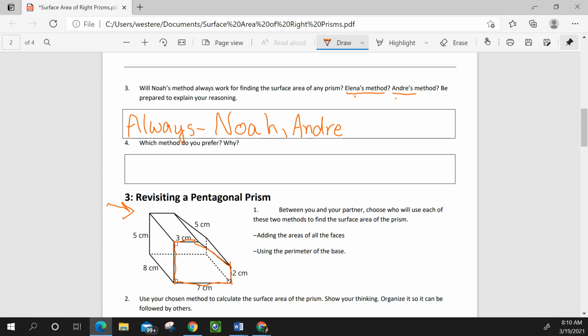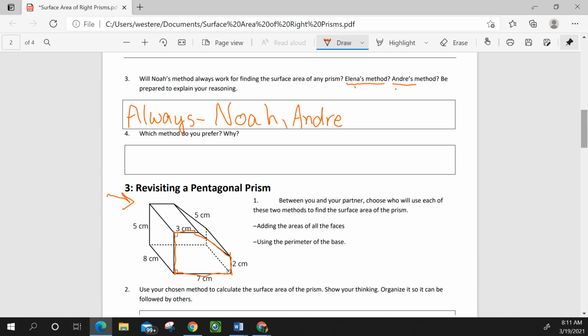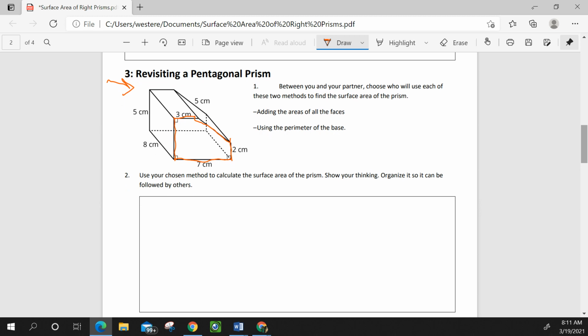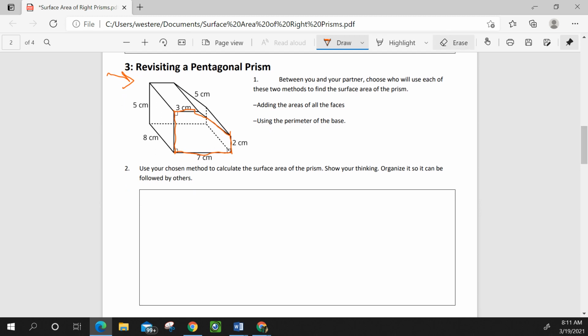Okay, so you should decide which method you prefer and why. So it could be Noah's because you can make less mistakes. It could be Andre's because it seems like less work. But either way you choose is fine. Okay, so we're going to talk about a pentagonal prism here. Okay, so we have to look at this pentagonal prism.